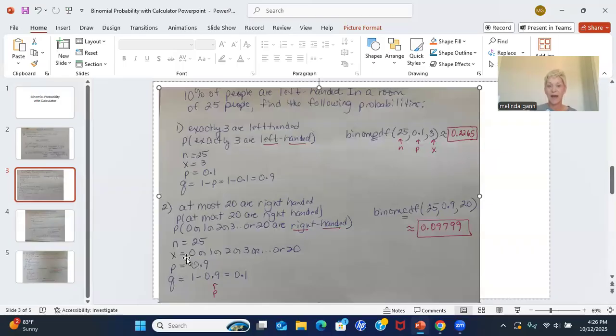Now, look what I've got. I've got a list of numbers. A list just means more than one, all right? And my list starts with 0. So that's how I know I can do this binomial CDF key.